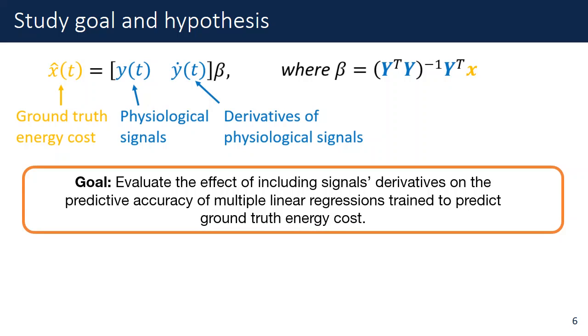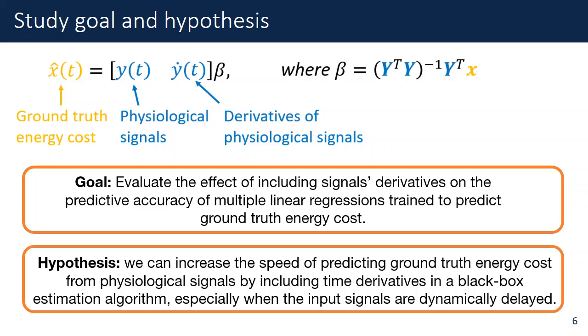The goal of this study is to evaluate the effect of including signals derivatives on the predictive accuracy of multiple linear regressions that have been trained to predict ground truth energy cost. We hypothesized that we can increase the speed of predicting ground truth energy cost from physiological measurements by including time derivatives in a black box estimation algorithm. And we also expected this to be especially useful when the input signals exhibited dynamic delays.